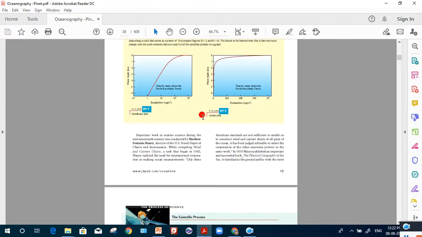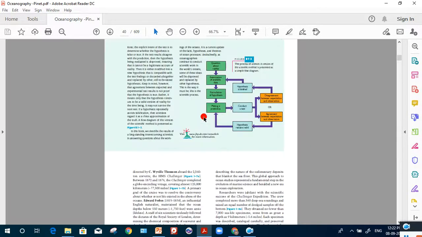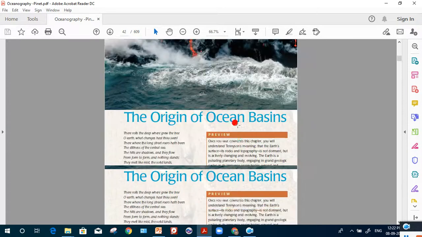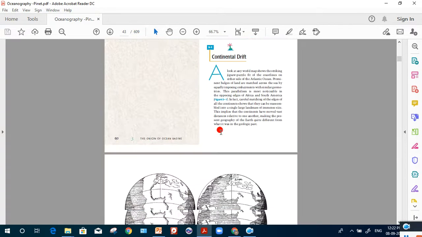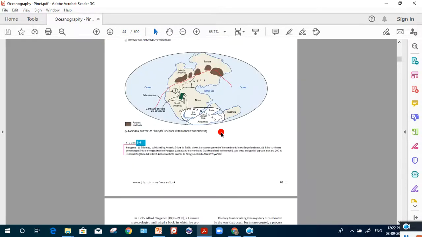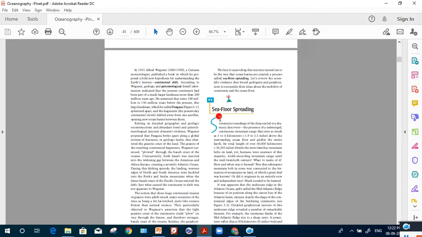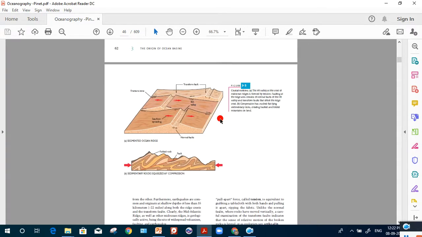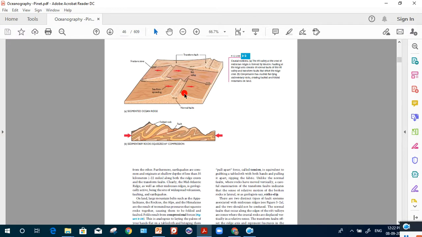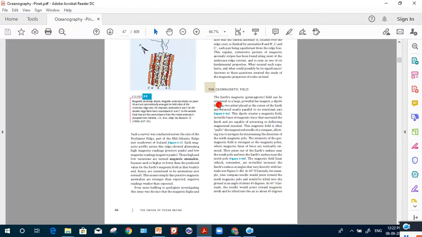Okay, then you are also told about various hypotheses which were brought forward. Then the origin of ocean basins, how basins are made, what is continental drift, which we were discussing earlier, that during the Rodinia breakup, the northern Indian margin was a continental margin. I told you, a passive continental margin. And these fractures, how do they form?